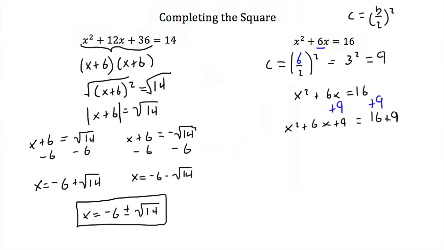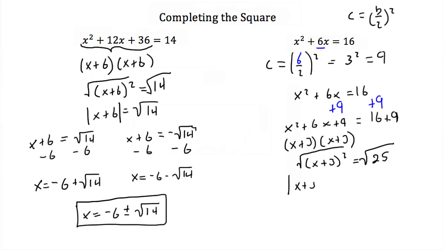Now, x squared plus 6x plus 9 is a perfect square trinomial because we made it that way by adding 9. So this will factor into an x plus 3 times an x plus 3. Or we can say x plus 3 squared. And that's equal to 16 plus 9, that's 25. Now if we wanted to solve for x, we would take the square root of both sides. We'd end up with the absolute value of x plus 3 is equal to the square root of 25, which is just equal to 5.